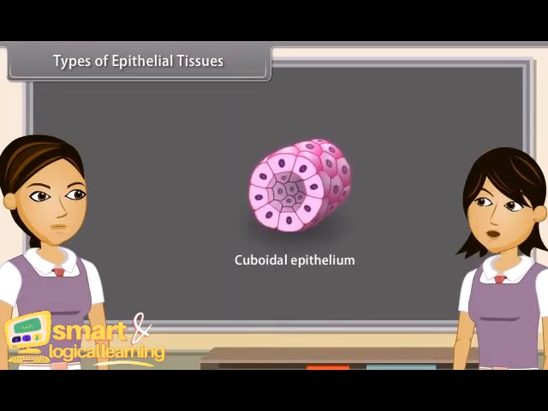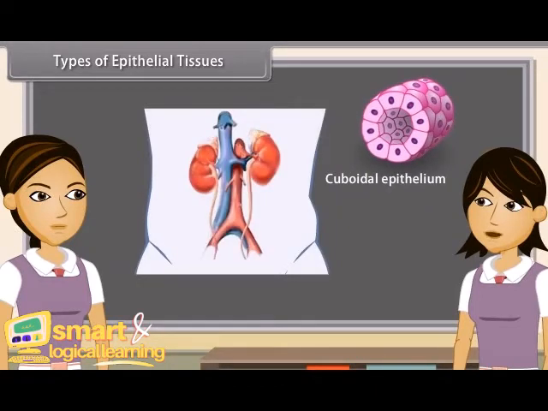In cuboidal epithelium, cells are cube-like. They appear square in section but appear hexagonal in free surface. It is found in kidney tubules, thyroid vesicles, salivary, sweat, and exocrine glands.